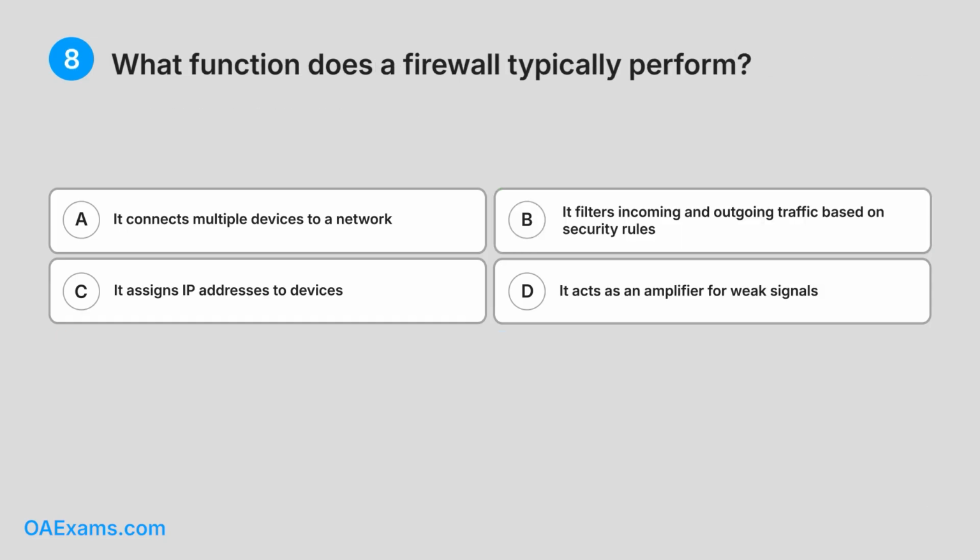8. What function does a firewall typically perform? A. It connects multiple devices to a network. B. It filters incoming and outgoing traffic based on security rules. C. It assigns IP addresses to devices. D. It acts as an amplifier for weak signals. Do you know the answer?